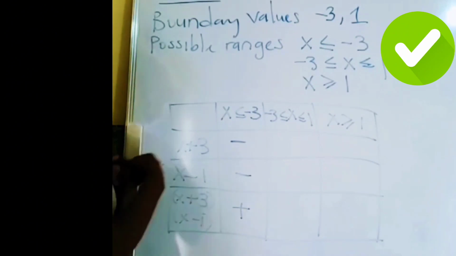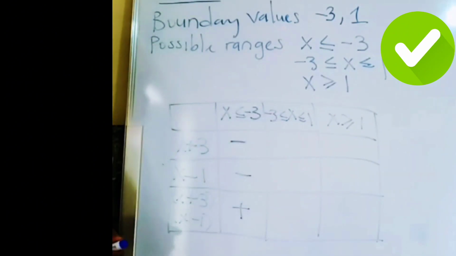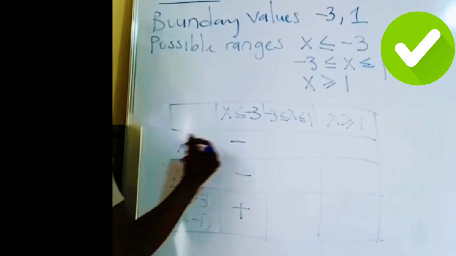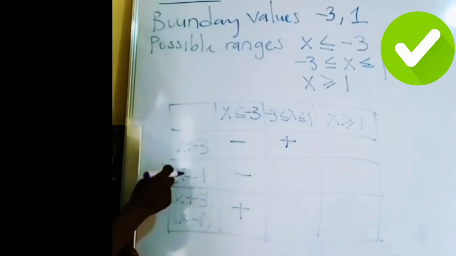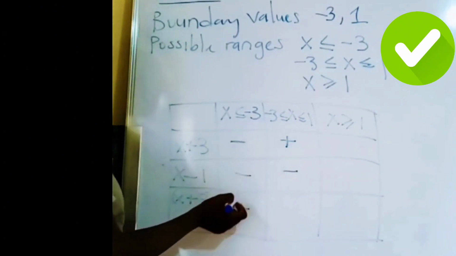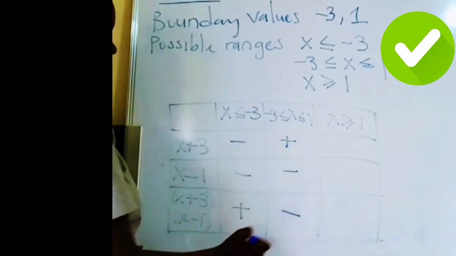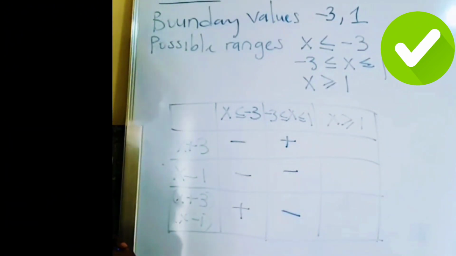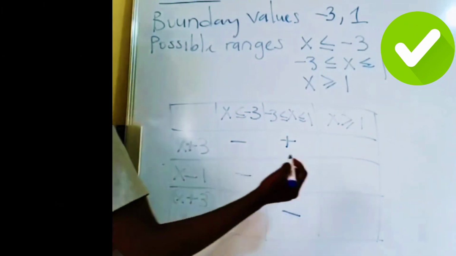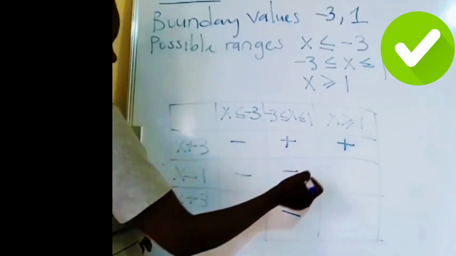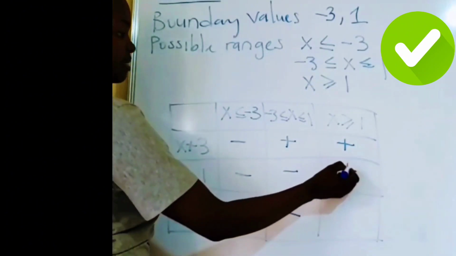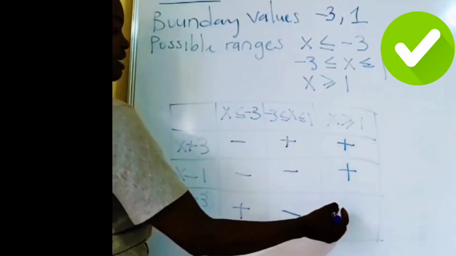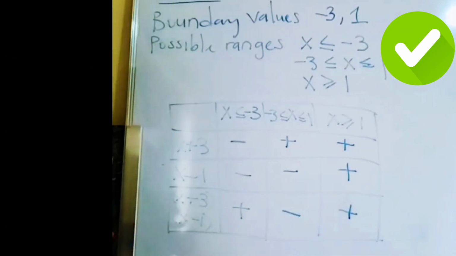Now, pick any value between negative 3 and 1, for example 0. 0 plus 3 gives us a positive value, 0 minus 1 gives us a negative value, and the product of that gives us a negative value. In our third range, any value greater than or equal to 1, we can pick 2. So 2 plus 3 gives us a positive value, 2 minus 1 gives us a positive value, and the product of that gives us a positive value.